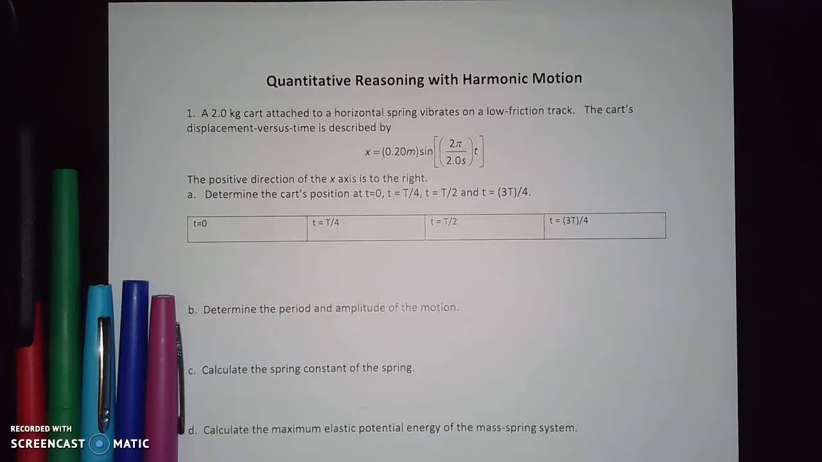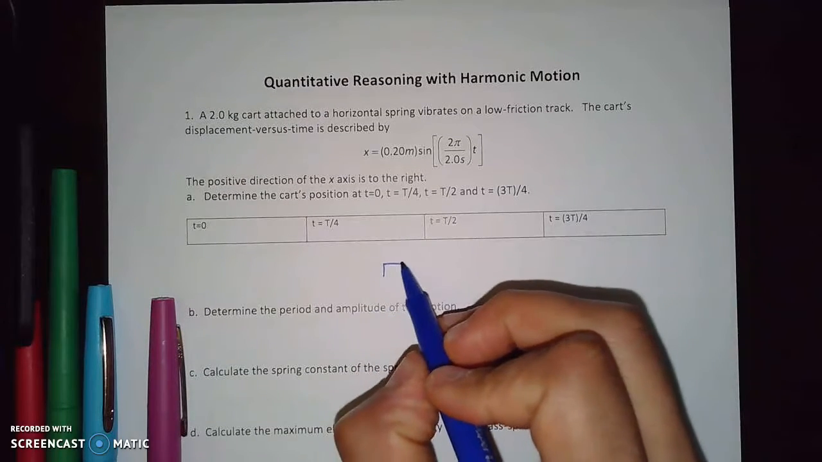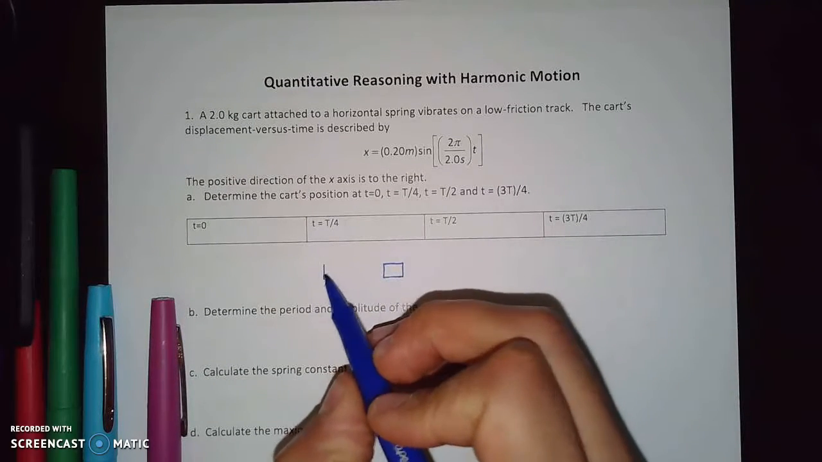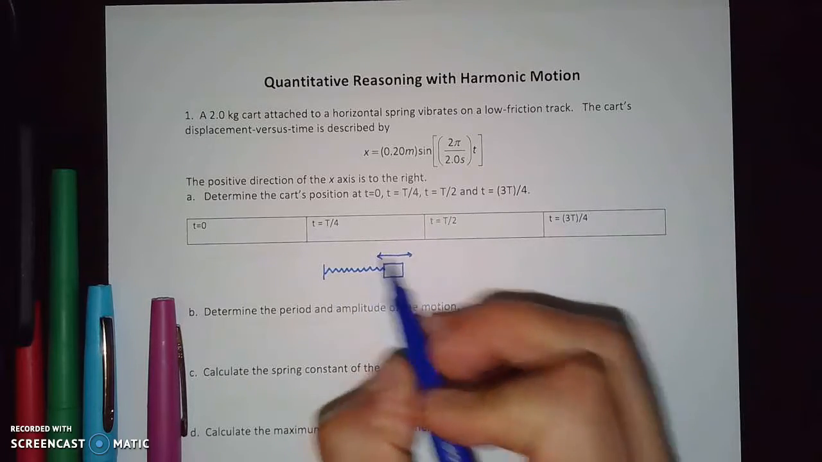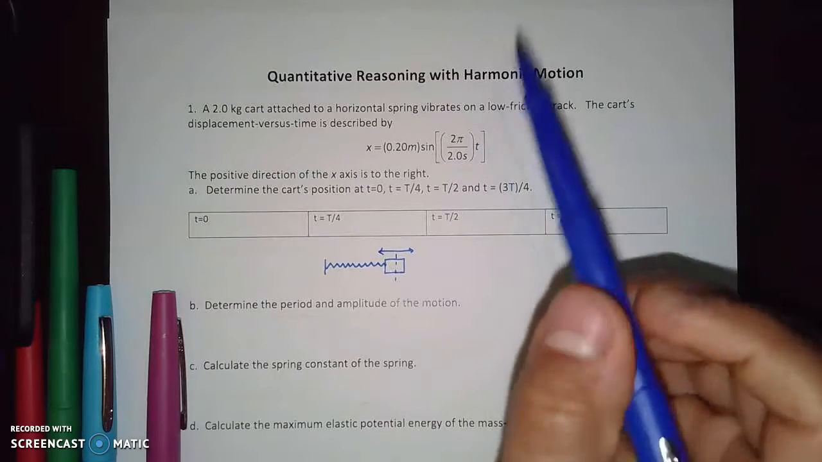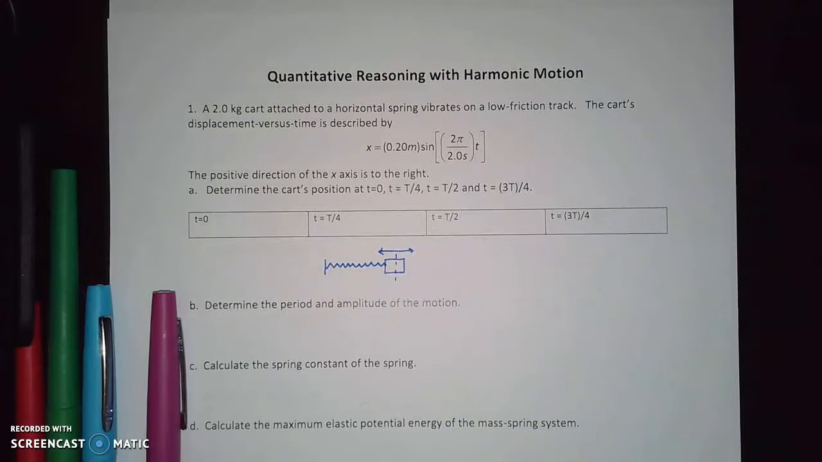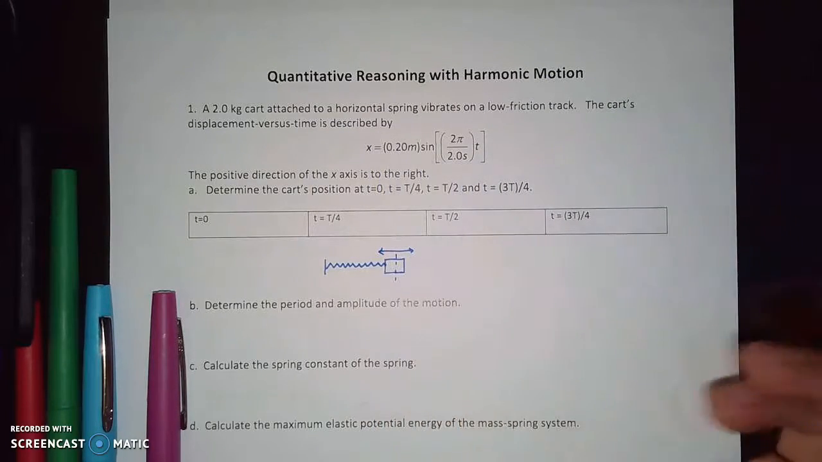Okay, so we're taking a look at quantitative reasoning with harmonic motion, and we have a 2 kilogram cart attached to a horizontal spring vibrating back and forth on a low friction track. Similar to what we've seen before, the spring is attached and this cart is moving back and forth from some equilibrium position. There's a lot of pieces that we know, and it helps when we're given a position-time equation.